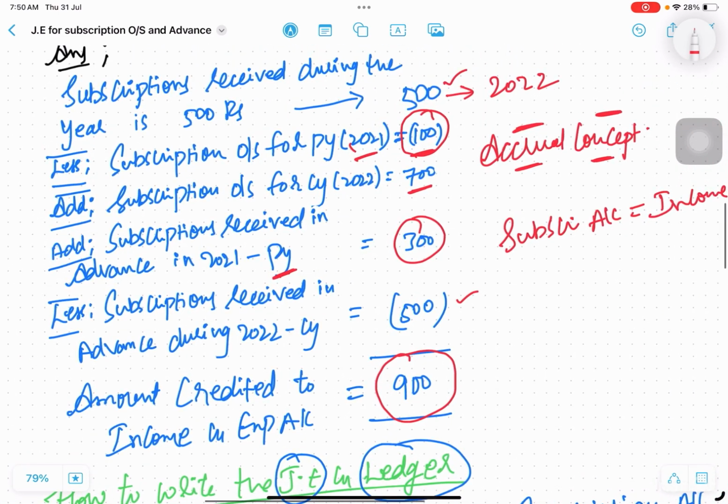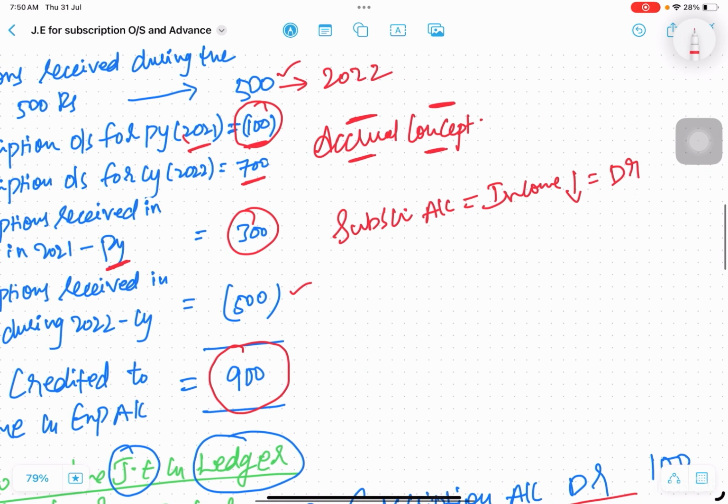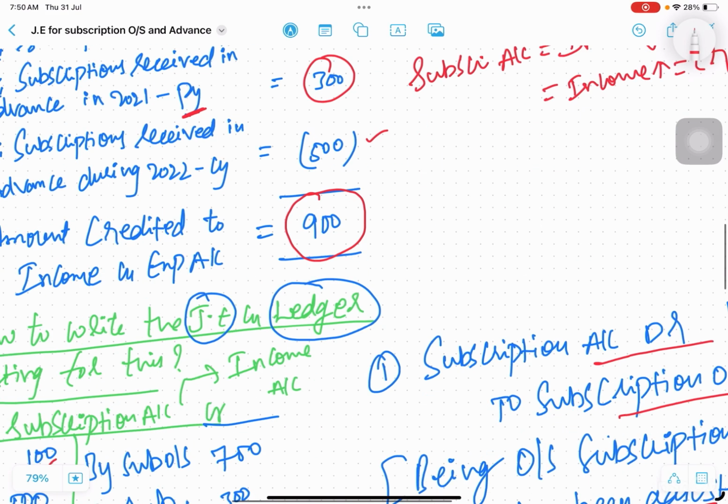Next adjustment, subscription outstanding for the current year. Now will it increase the subscription account or decrease the subscription account? It will increase the subscription account. If something increases the subscription account, the income account increases, means what? Credit balance. You have to do credit.